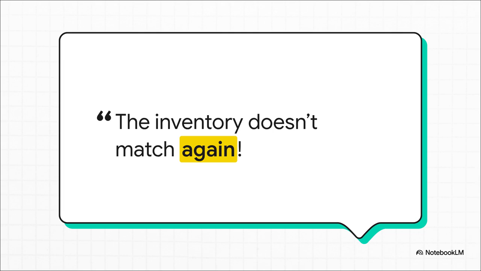And then you get this one line that just crystallizes the whole problem. The boss isn't just annoyed, he's genuinely frustrated. And the key word here is again. That one little word tells you everything. This isn't a one-off mistake. It's a constant, nagging problem. And just like that, the stakes are set.